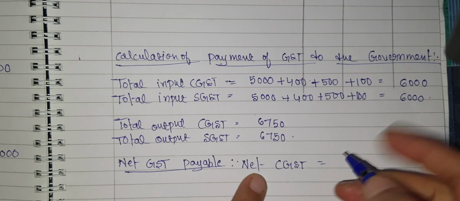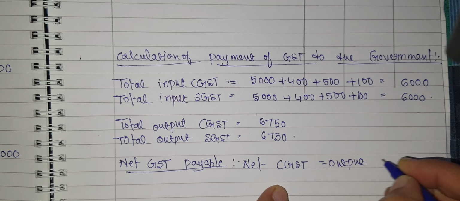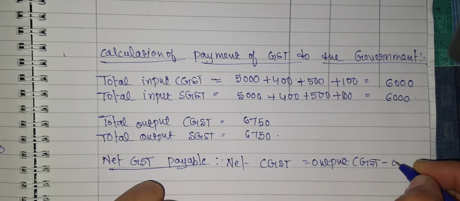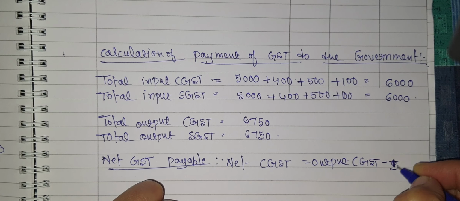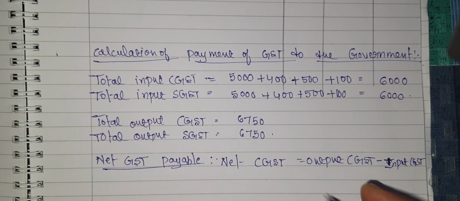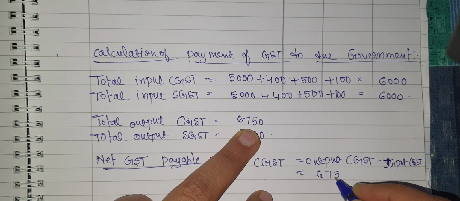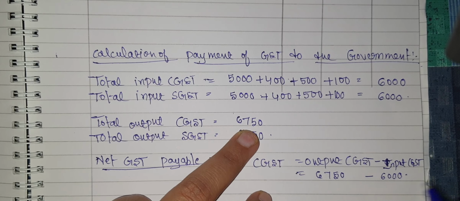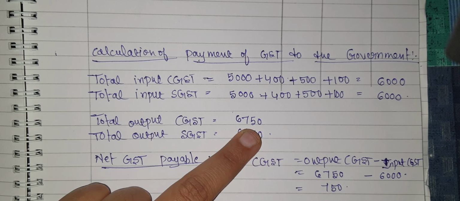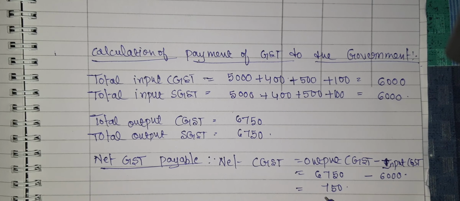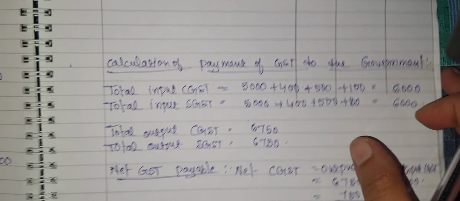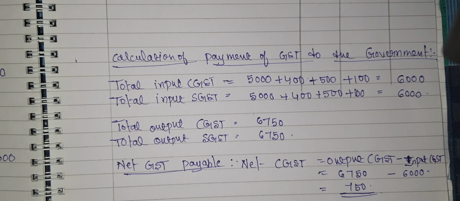So net CGST is output CGST minus input CGST, that is equal to rupees 6750 minus 6000, that is rupees 750. So net CGST payable to the government is rupees 750. Now we'll see the net SGST payable to the government.